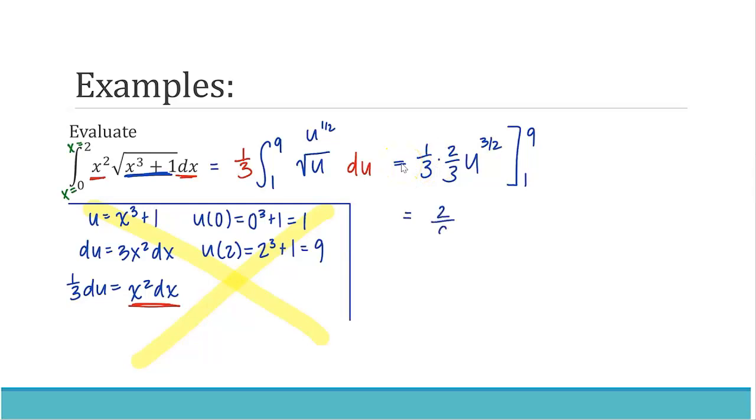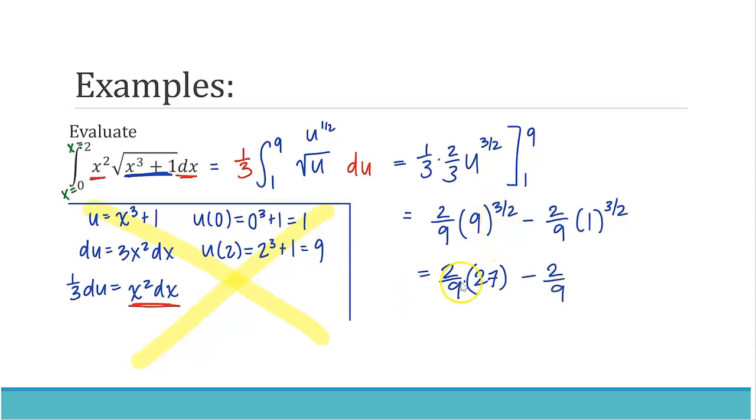So it's going to be 2/9 times 9 to the 3/2 minus 2/9 times 1 to the 3/2. So plug in 9 and then plug in 1, subtract them, just using the fundamental theorem of calculus. And then I'm just going to evaluate this to get my numerical answer. So 9 to the 3/2, that's the square root of 9, which is 3. 3 cubed is 27. So 2/9 times 27 minus just 2/9. So we have 54/9 minus 2/9. So we get 52 over 9.